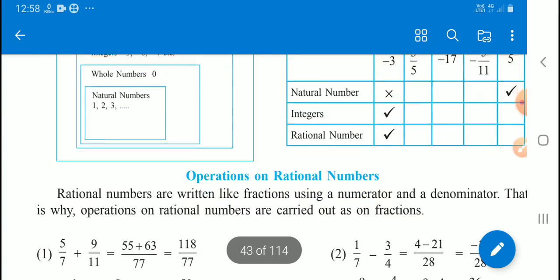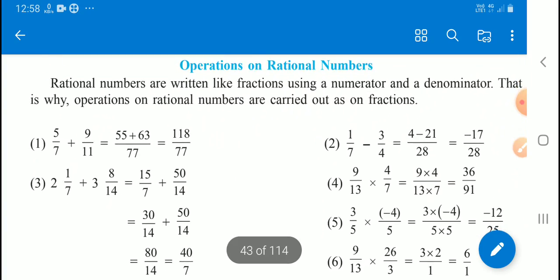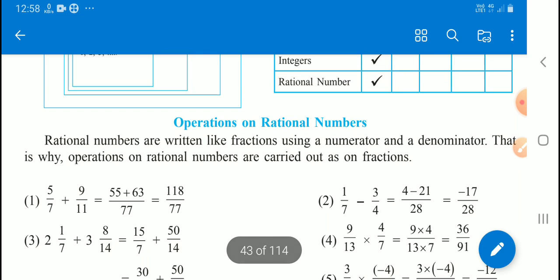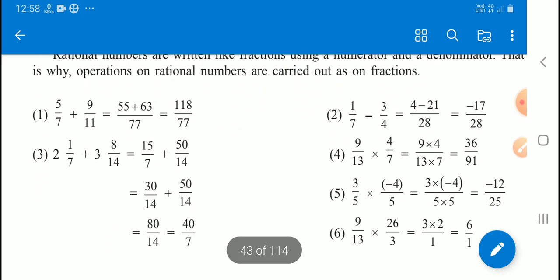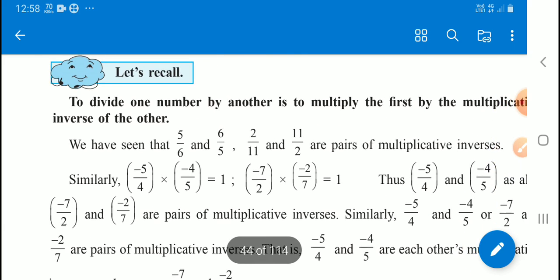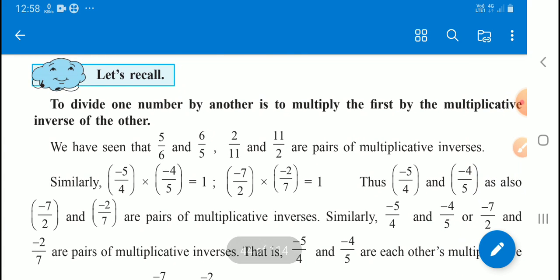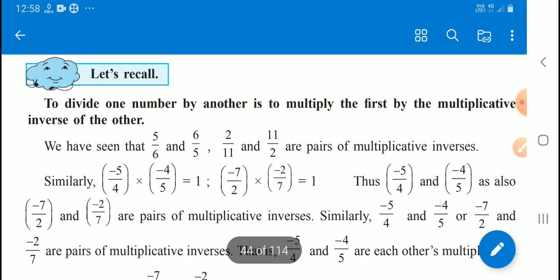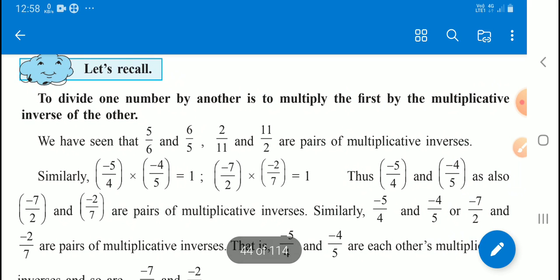Now you have to see, we will see the operations on rational numbers. There are 4 types of operations that you know very well. These operations are addition, subtraction, multiplication and division. Before that, let us recall: to divide one number by another number is to multiply the first by the multiplicative inverse of the other. Last year you have studied this.